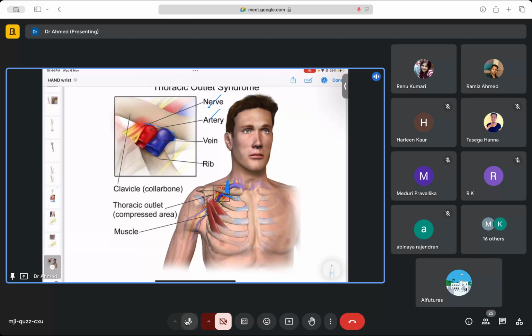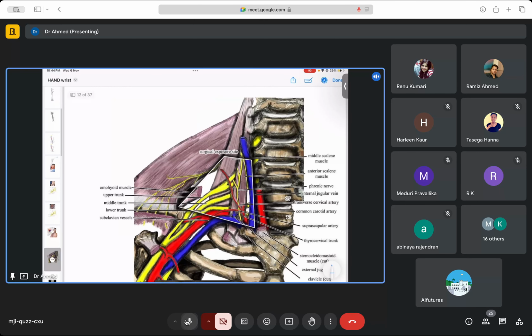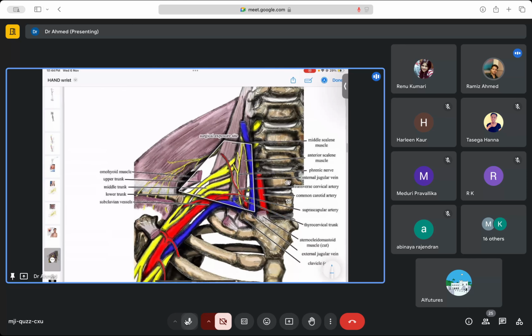The other thing you must know here is that you have scalene muscles. You have the anterior scalene and the middle scalene muscles, right? So the plexus comes out in between them. This is also one of your UWorld MCQs. They are going to ask you which two muscles the nerves come out between in the thoracic cavity. So they are the anterior and middle scalene muscles.